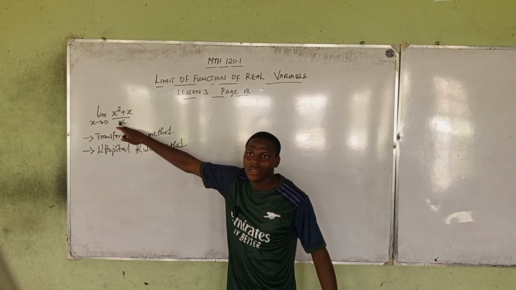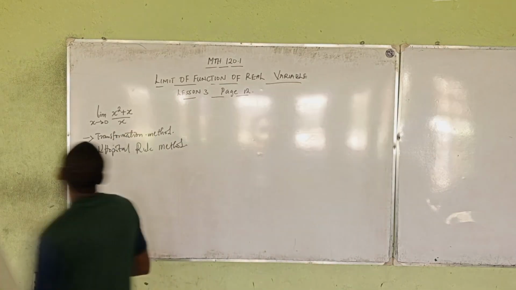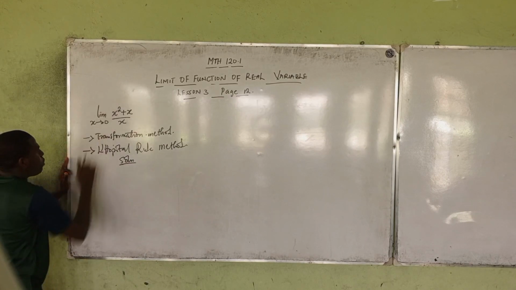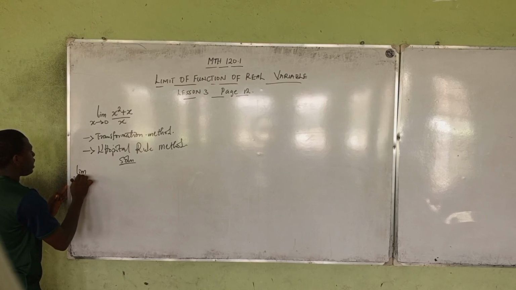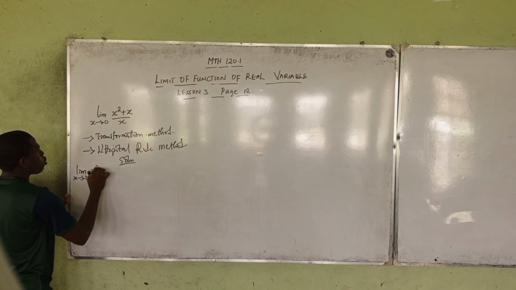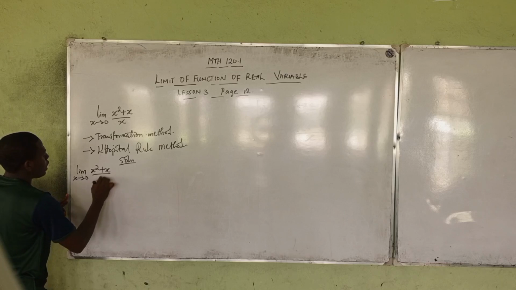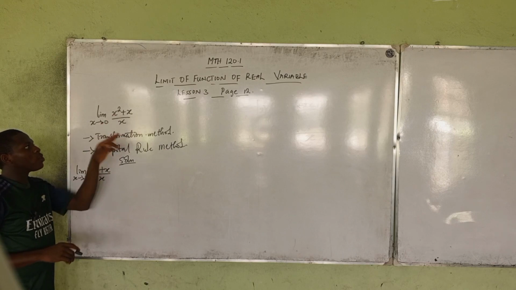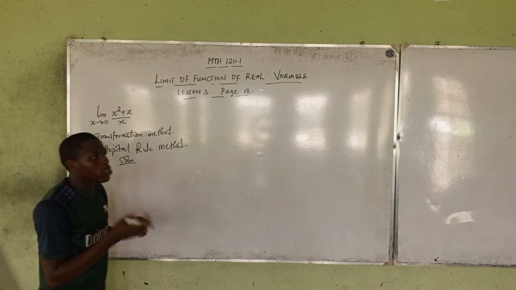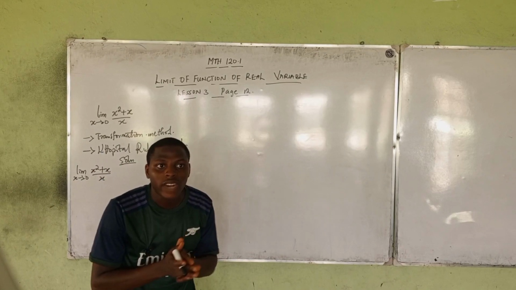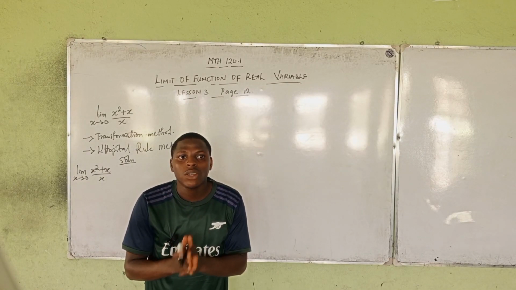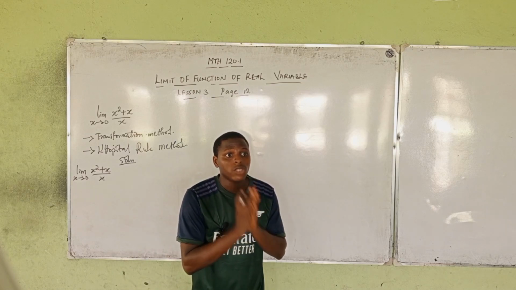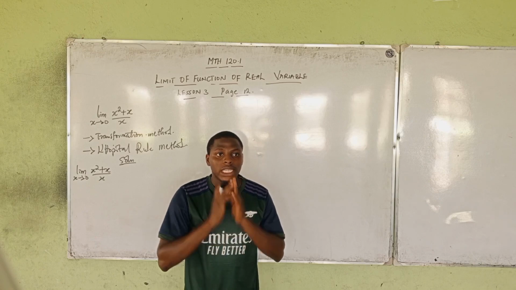Let's use the first one, the transformation method, to solve our first question. You simply bring this down: the limit as x tends to 0 of the function x squared plus x divided by x. When you are using the transformation method, what should come to your mind is factorization. If you can factorize the equations given to you, then you are good to go.